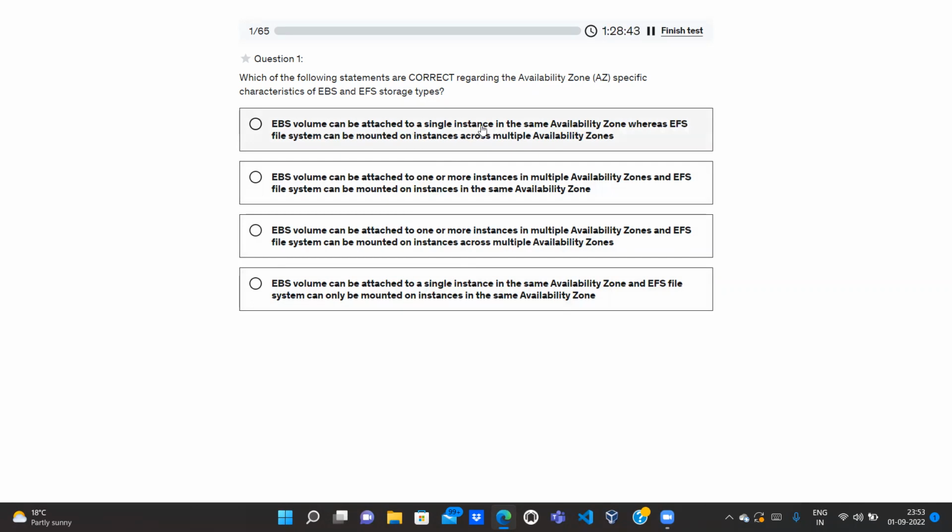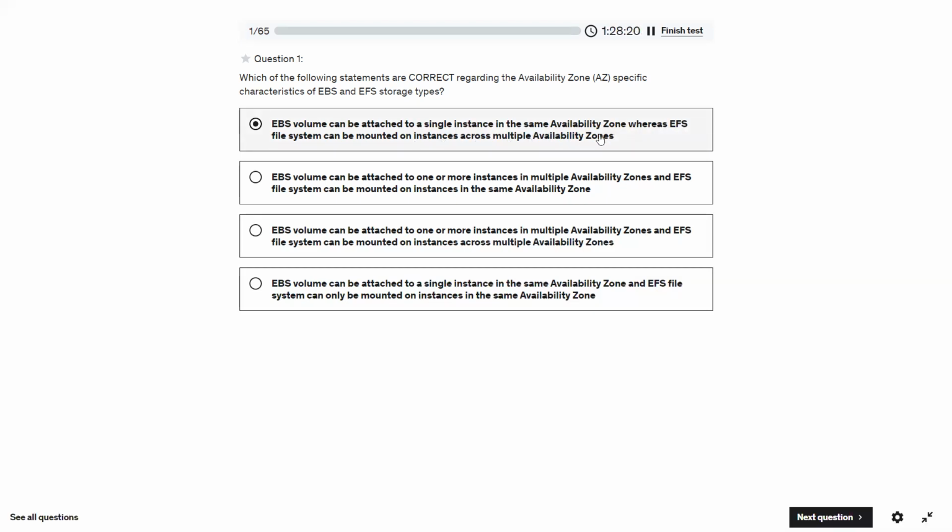So an EBS volume can be attached to a single instance in the same availability zone, whereas an EFS file system can be mounted on instances across multiple availability zones. Okay. The fourth option says EFS file system can be mounted on instances in the same availability zone. Here it says multiple availability zones. So EFS can be mounted on instances in multiple availability zones as well. So the first is the right answer.